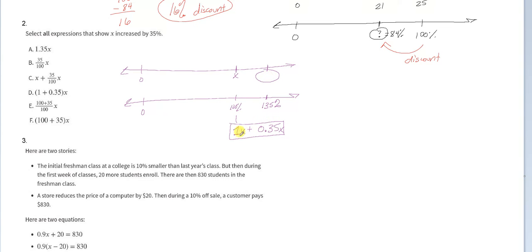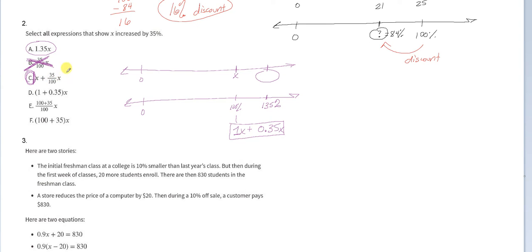And whenever you add 1 and 35 hundredths, you get this. Okay? 1 and 35 hundredths does not make 35 hundredths. That would be how much it increased by. So we don't want that one. Okay, you can imagine a 1 there, right? What's 1x plus 35 hundredths x? This one's good.